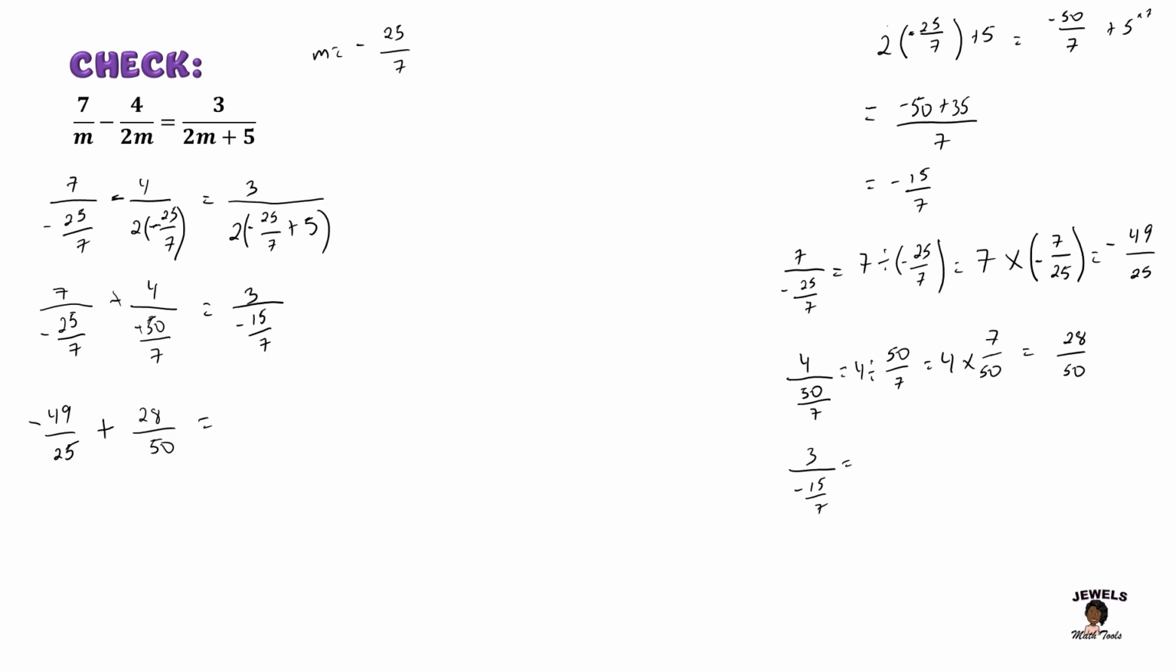And now for the last fraction, which is my 3, I have negative 15/7, which is 3 divided by negative 15/7, equal to 3 times negative 7/15. 3 will go into 15 5 times, which would equal negative 7/5.